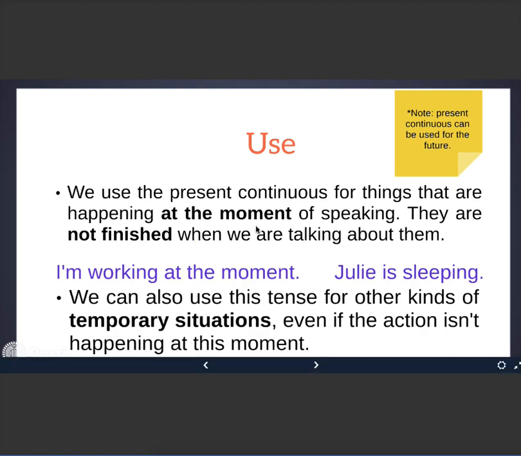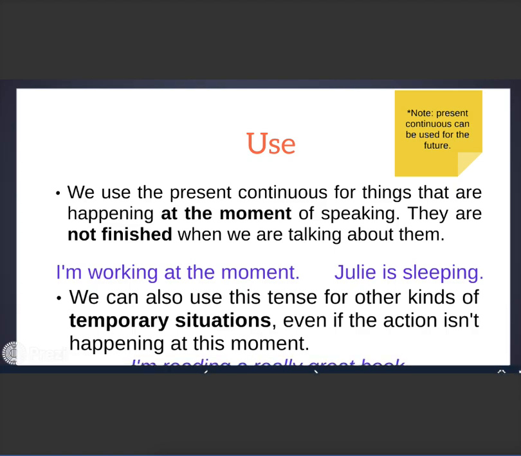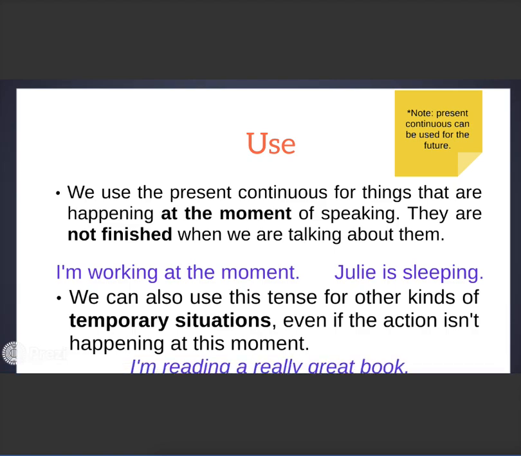Who can give me another example? Something that is happening in this moment. Who can tell me? You are speaking? You are speaking English. Very good. What else? Samu.